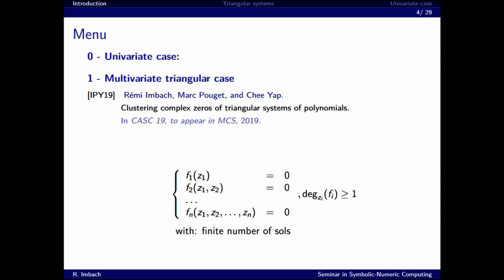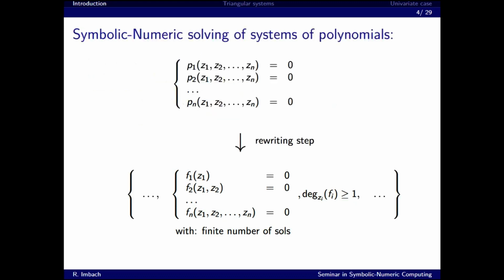if we find the roots of f1, in each root we can specialize f2, and then we obtain a univariate polynomial, and we can find its roots. But in practice, this requires finding the roots of a polynomial whose coefficients are in an extension field. And for this, the tools from complex clustering are particularly appropriate.